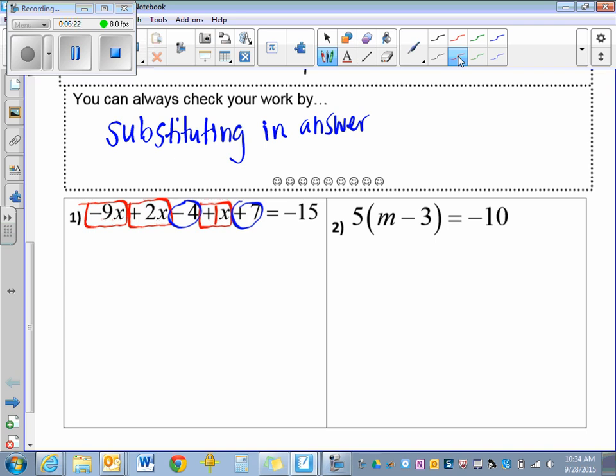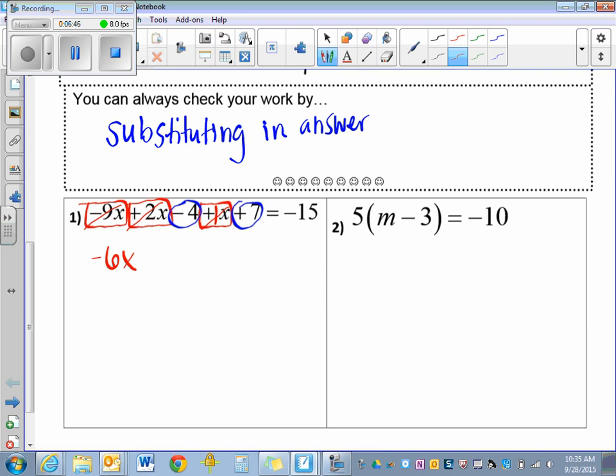Negative 7, good. So these are negative 7, and then negative 7 plus 1, what does that give us? Very good, negative 6. Right, and I like to go ahead and cross these out as I've taken care of it, so you make sure you don't forget any terms there. All right, so all 3 of those like terms combine together for negative 6x.